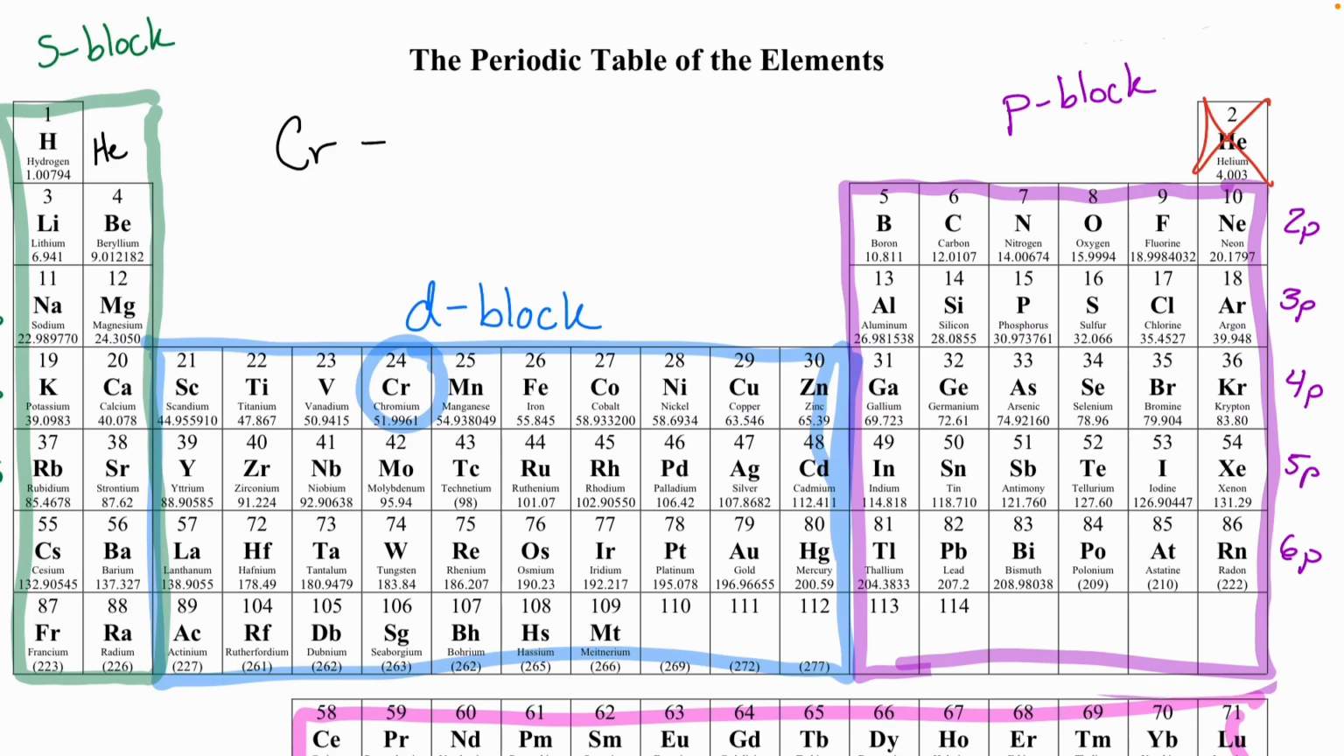And then lastly, we've got to number our D block here. My S block, I started at 1. My P block, I started at 2. For the D block, what do we think we're going to start at? 3. So this is the 3D row, 4D, 5D.